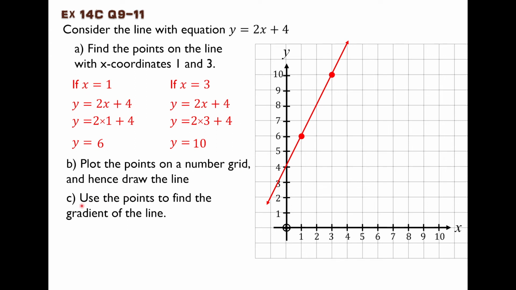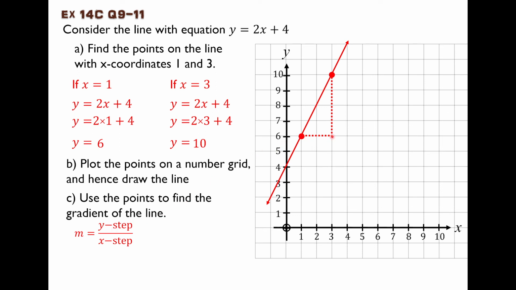Good, done. Part C, use the points to find the gradient of the line. So to find the gradient of a line, I need 2 points. Very conveniently, I already have 2 points here. I can use my formula for the gradient of a line, which is that the gradient or the slope, or m, is the y step divided by the x step. Y step is how far up, and x step is how far across. So from here, I have to go to the right, and then I go up.